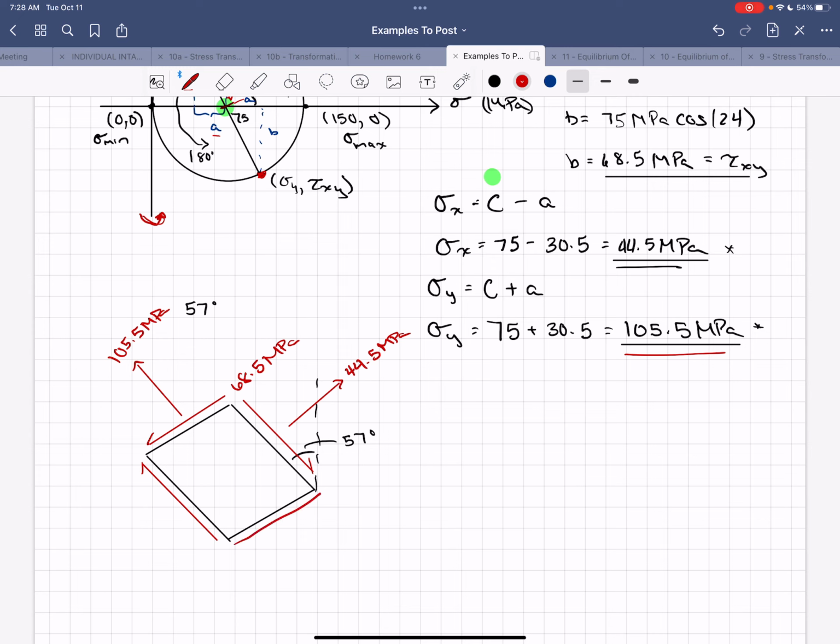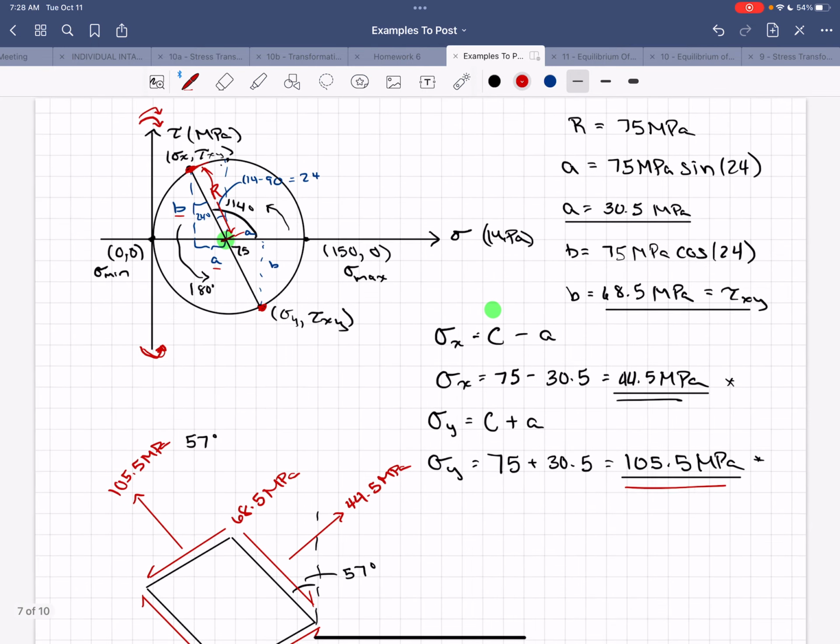So we can finish off the block. This is equal and opposite. So that's also 105.5. And this one is 44.5. So that is our stress block. Much easier than what we would have had to do with all those equations once we get comfortable with it.